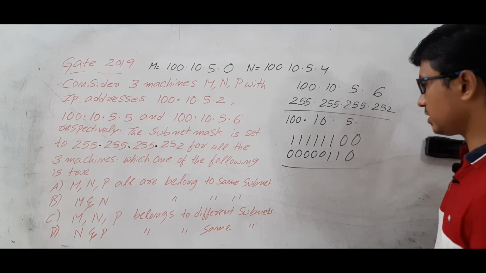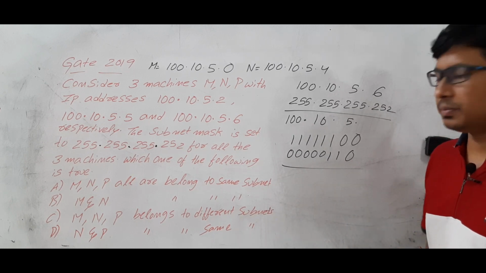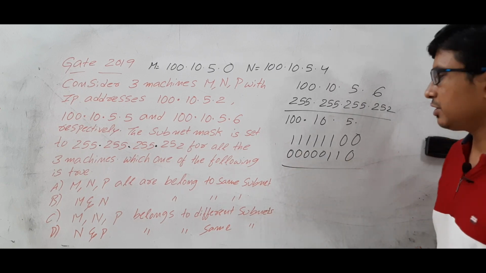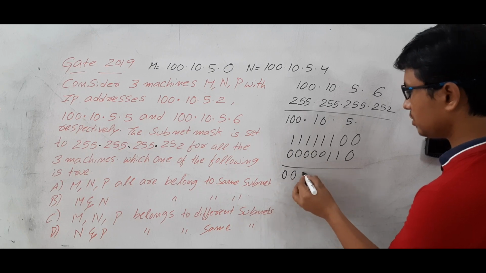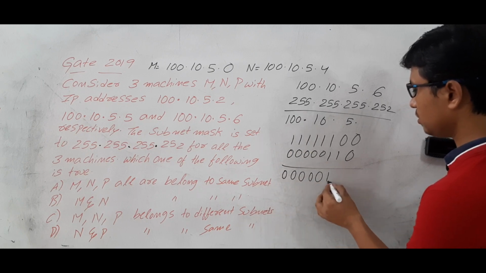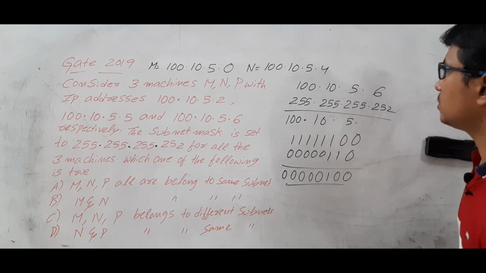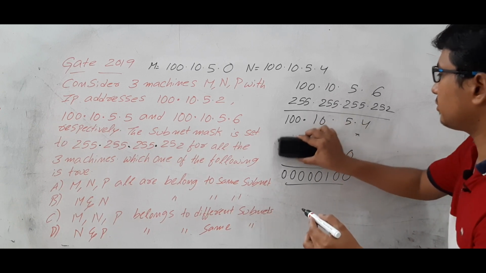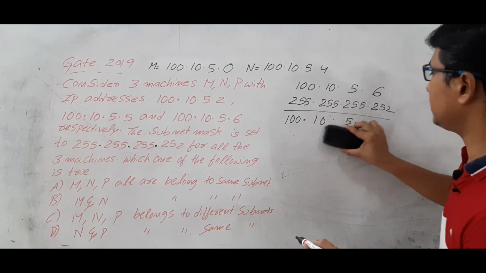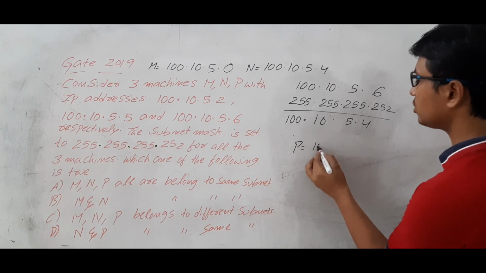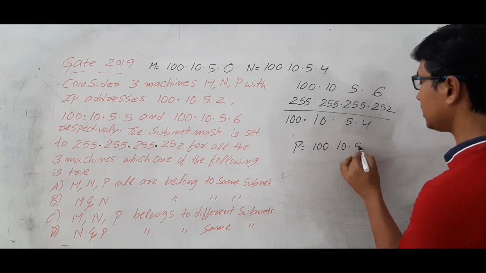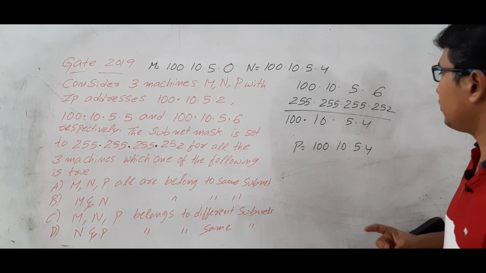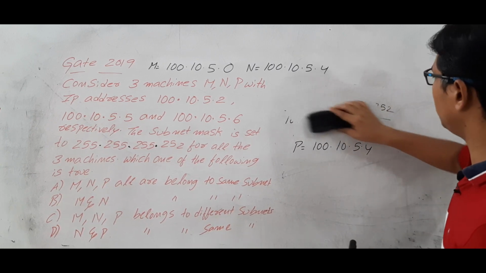110 is 6. Okay. And you have to keep it in 8-bit numbers, so you keep 5 zeros in front. Now if you perform the bitwise AND, I will get 0, 0, 0, 0, 0, 1, 0, 0. So P's subnet ID also you got as 100.10.5.4. So machine P also belongs to a subnet whose subnet ID is 100.10.5.4. Now you verify whose subnet mask is correct or wrong.